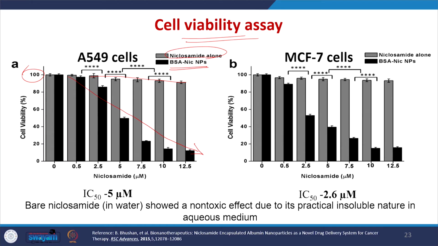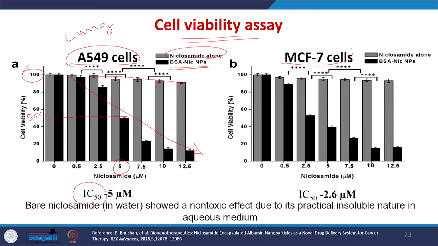By using this cell viability, we can also calculate the IC50. IC50 means the concentration required to inhibit 50% of the cell growth. In this case, we are using A549, that is a lung cancer cell line, and you can see that the IC50, the 50%, is 5 micromolar. You can use the 5 micromolar to kill 50% of the lung cancer cells.